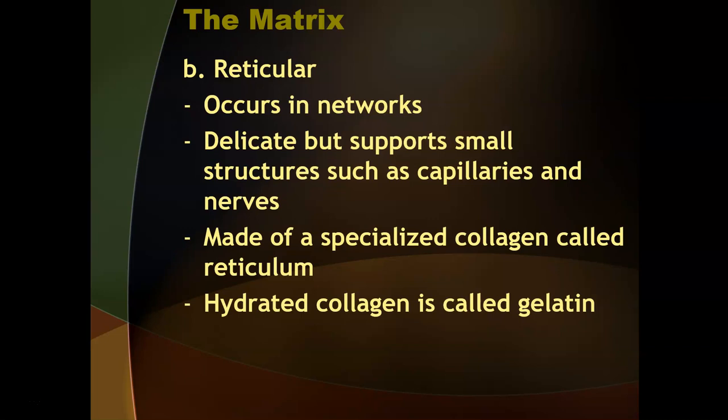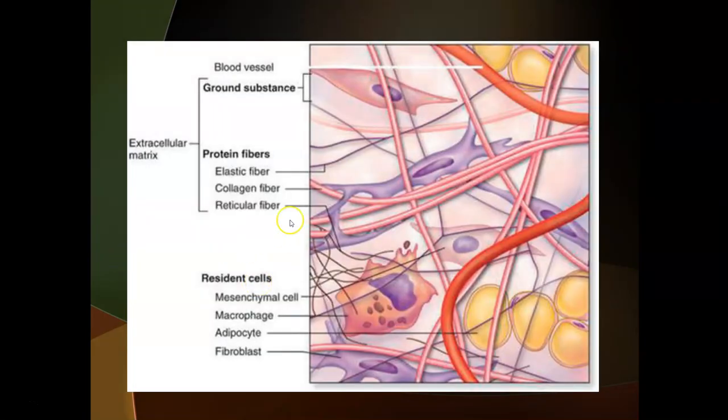One thing to think about too, hydrated collagen is actually called gelatin. This is what we use to make our jellos, and this is where it comes from. We actually boil bones of animals to get collagen out of the bone structures and the cartilage and create gelatin. I don't know why I have that in there, but whatever. Again, we see the reticular fibers here.